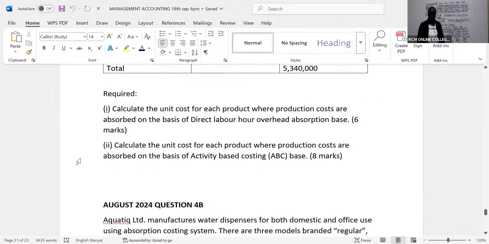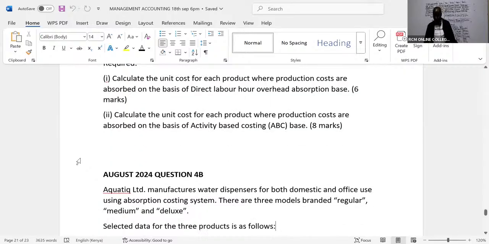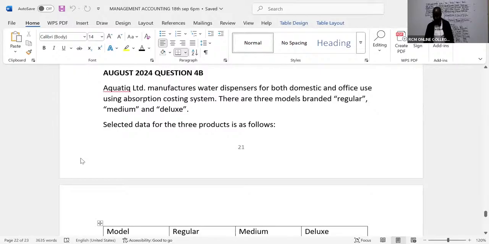The homework for you, my good students, is August 2024, question number 4B. Please write it down slowly so that tomorrow you will not come with excuses. Tomorrow it's either you bring this solution or you bring a parent or a guardian. That is the homework that must be done by everybody.